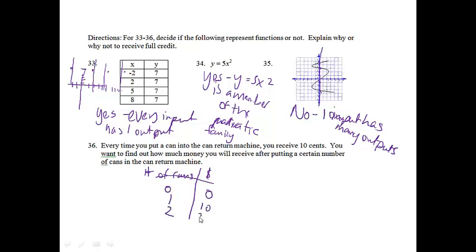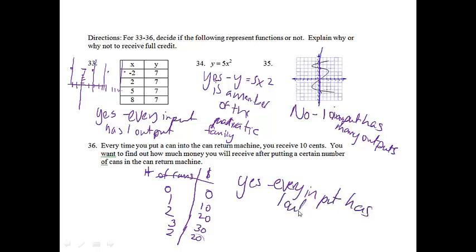If I put in 2 cans, I'll get 20 cents. If I put in 3 cans, I'll get 30 cents. And then I'd be asking myself the question, if I put in 2 again, how many would I get back? It was still 20 cents, so I'm not ever going to put a different value here. So this is going to be yes, and it's just going to be because every input has 1 output.